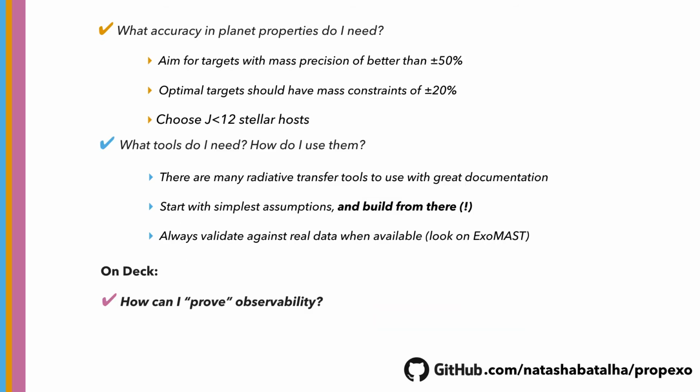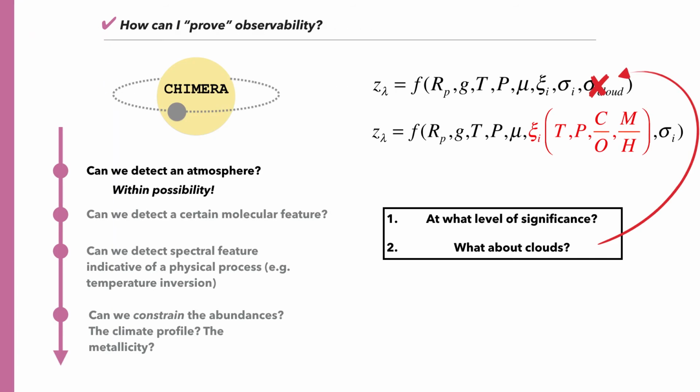Okay, great. So we've deemed what accuracy and planet properties we need. We've looked at some initial tools and determined the procedure for running those codes. Now, finally, we can address our last question of how to actually prove observability. And there are many strategies to do this. What I'm offering here is just an initial methodology to get you started thinking along the lines of being an atmospheric observer and kind of what goes into the sauce.